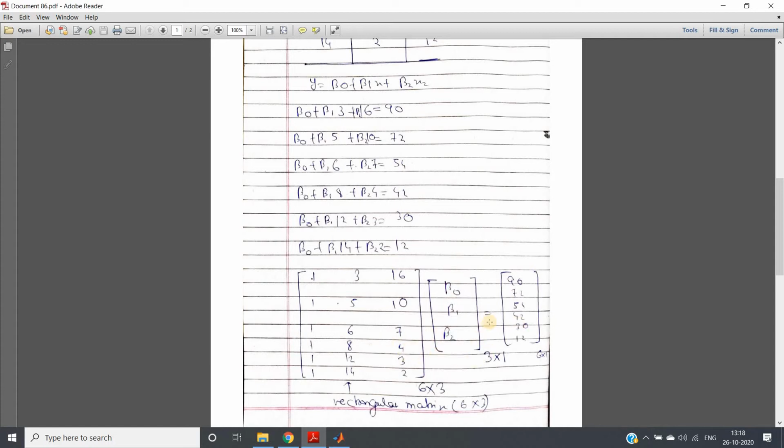You can cross verify that the dimension is satisfied. This is 6 cross 3, this is 3 cross 1. When you multiply, you should get 6 cross 1, which we are getting here. So this matrix representation is perfect. You can regenerate this set of linear equations from this matrix representation, because 1 into beta naught plus 3 into beta 1 plus 16 into beta 2 equals 90. That is nothing but beta naught plus beta 1 into 3 plus beta 2 into 16 equals 90, the first equation. Like that you can generate all.